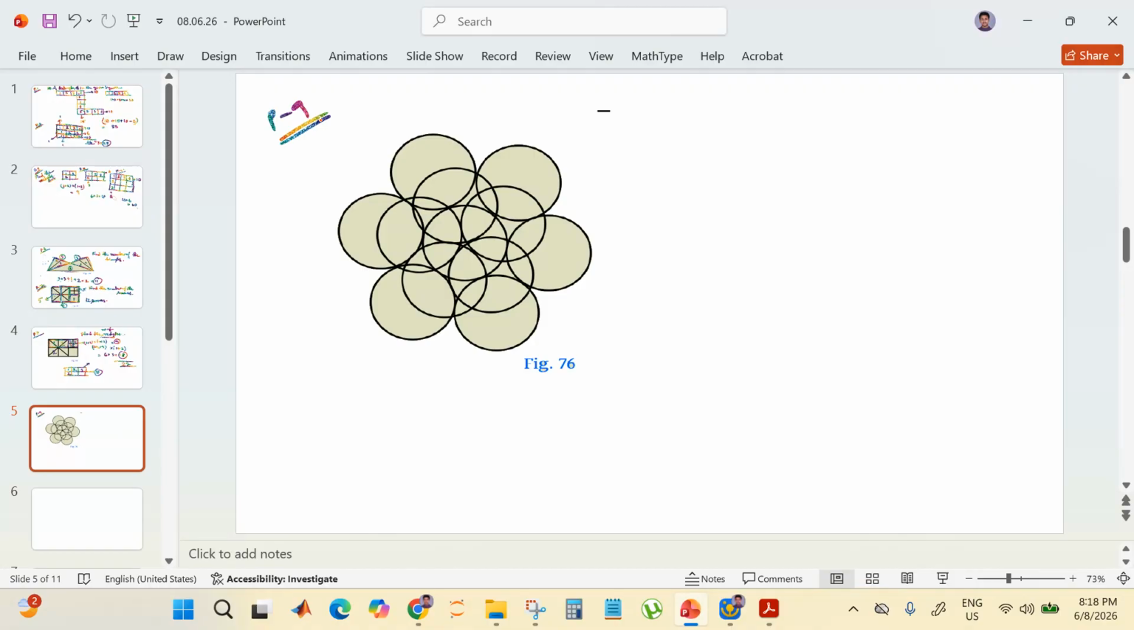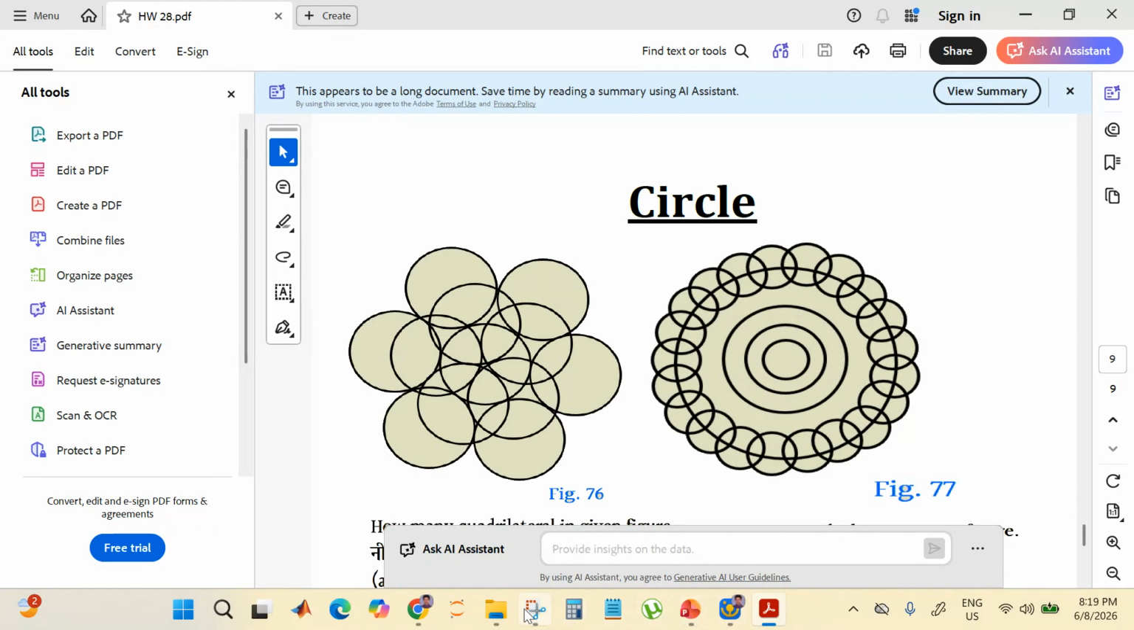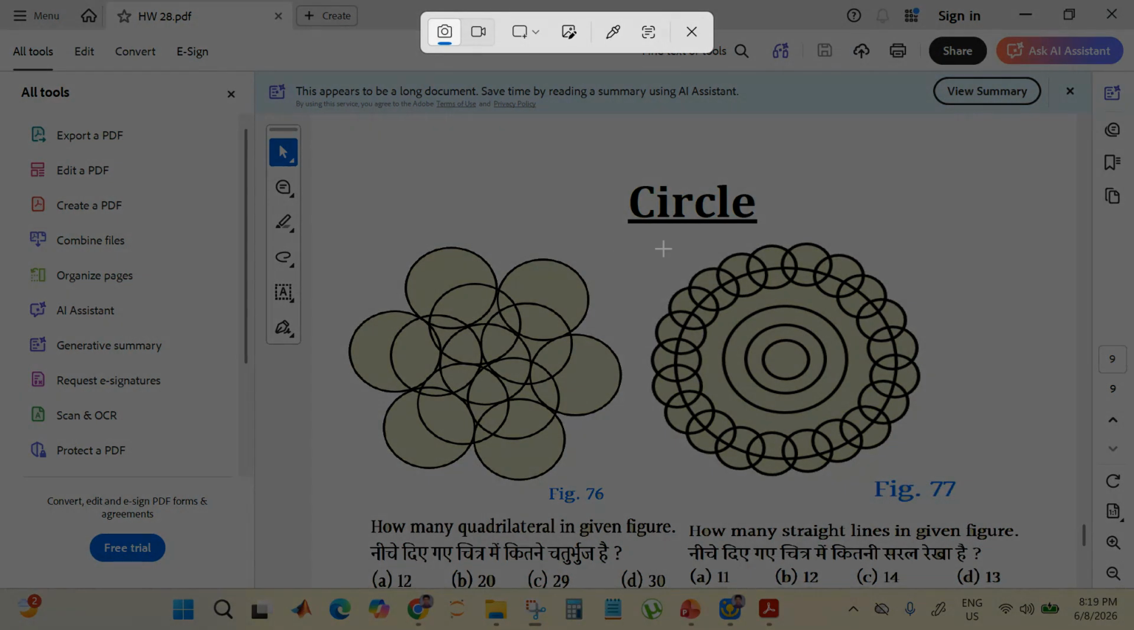How many circles are there? 12 circles, the right answer. Exactly, you have to do it like this. That is, analytically you have to do. There is no shortcut. And if I ask this one, how many circles are there?